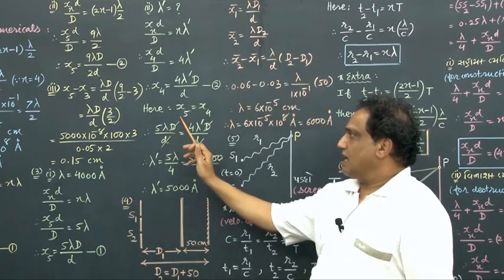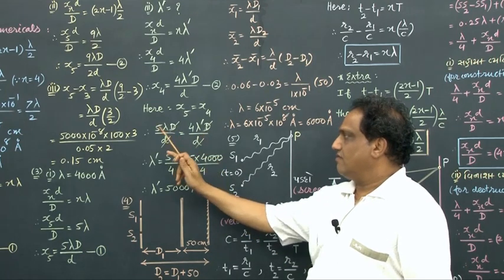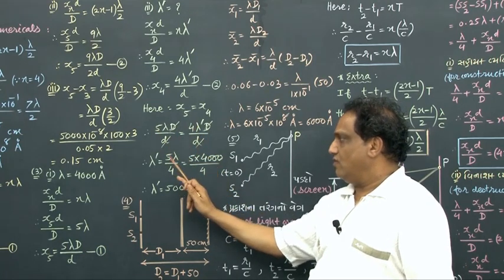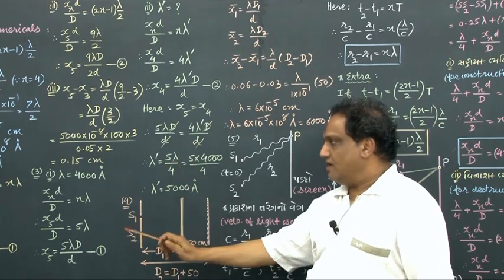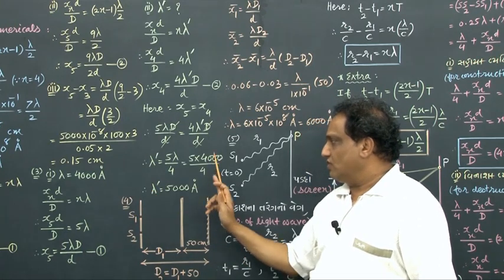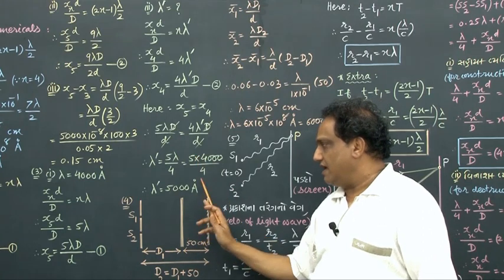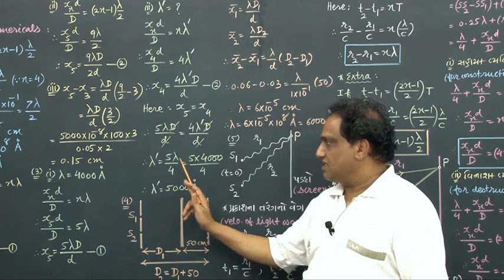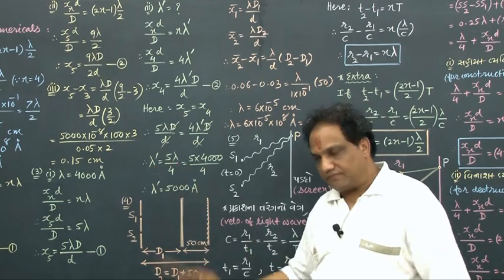Now capital D will be getting cancelled, small d also. Find out lambda dash: it will be 5 lambda upon 4. What about lambda? The wavelength of the first light, 4000 angstrom, divided by 4. 4000 upon 4 is 1000, and 1000 into 5 is 5000 angstrom. Correct? Because lambda is taken in angstrom, this will also be found in angstrom.